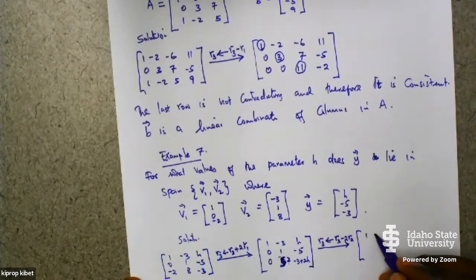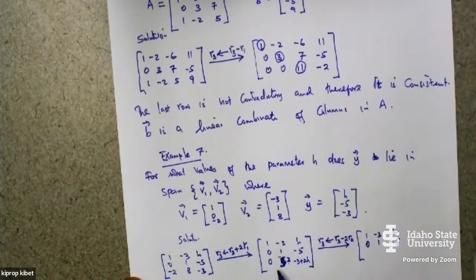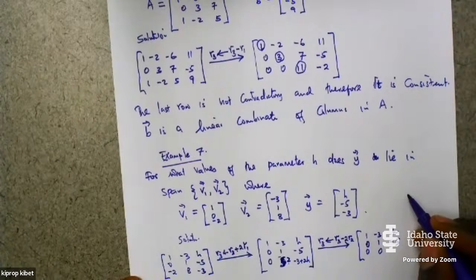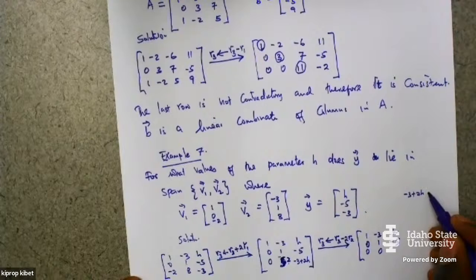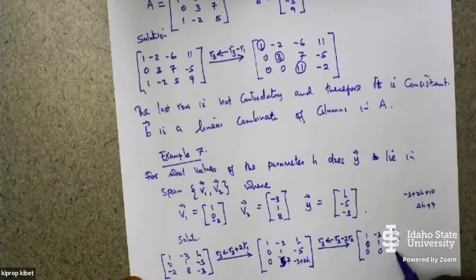So we have 1, -3, and then h. And then we have a 0 here, 1, -5. And then we have 0, 0, and then in this case it is -3 plus 2h plus 10. So it will be 2h plus 7. So 2h plus 7.